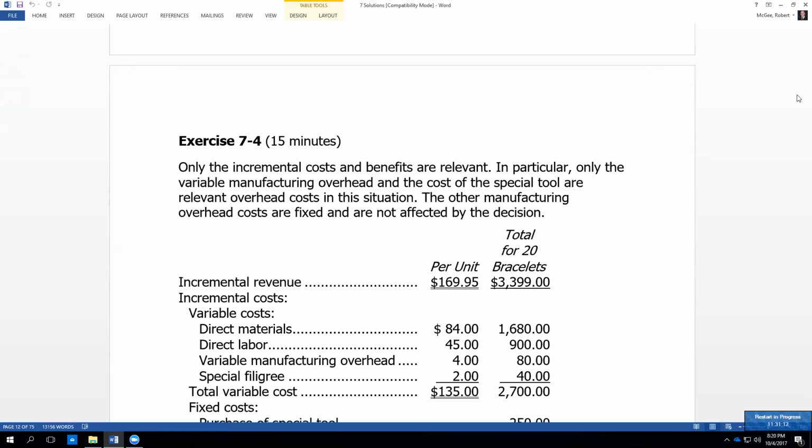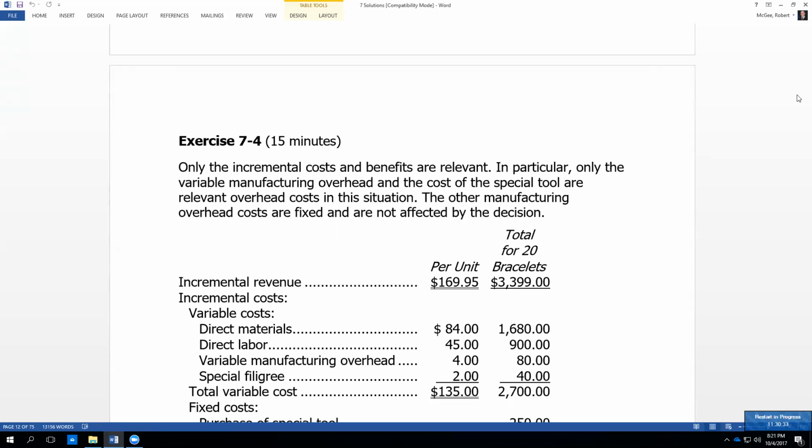and would also require acquisition of a special tool costing $250 that would have no other use once the special order is completed. This order would have no effect on the company's regular sales, and the order could be fulfilled using the company's existing capacity without affecting any other order. So some of those costs are relevant, like the $4 overhead variable and the $2 cost there and the $250 machine. What effect would accepting this order have on the company's net operating income if a special price of $169.95 per bracelet is offered for the order?